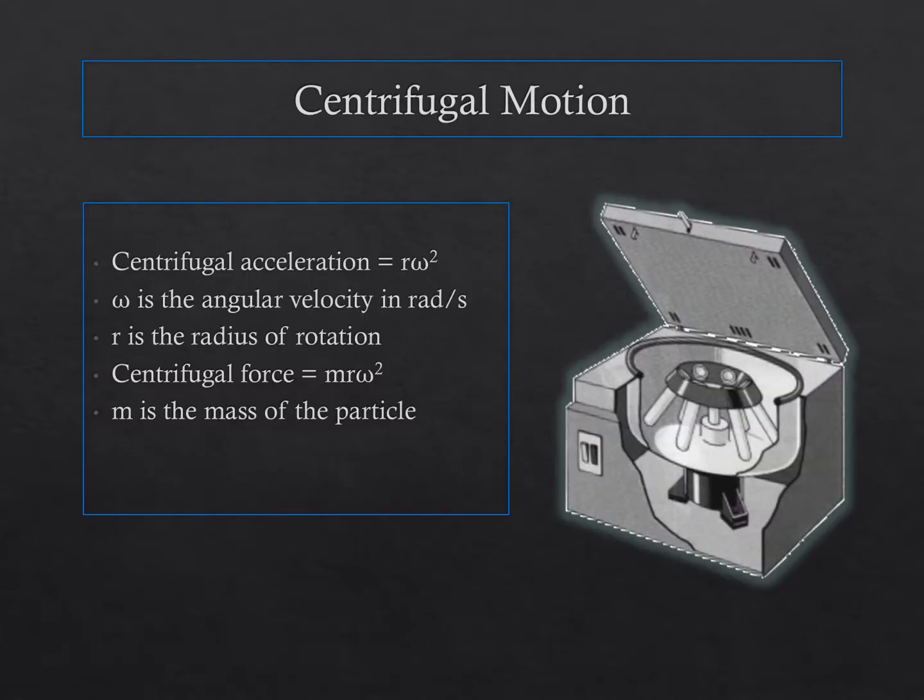Centrifugal motion. Centrifugal acceleration is equal to r omega squared, where omega is the angular velocity in radians and r is the radius of rotation. The centrifugal force is calculated by m r omega squared, where m is the mass of the particle.